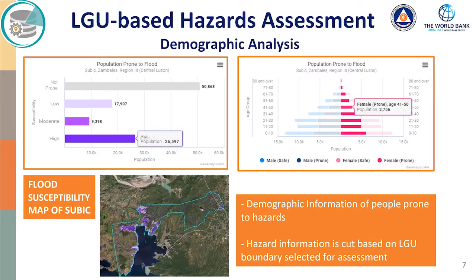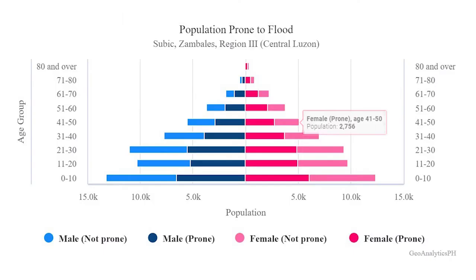In the same area, in Subic, demographic analysis may be performed. Based on susceptibility to flood hazard information, approximately 26,000 people may be affected by flood. Affected population, based on sex and age groups, may be generated using the demographic analysis feature of the system. For example, we see that from the total population, 2,756 females aged 41 to 50 are susceptible to flooding.